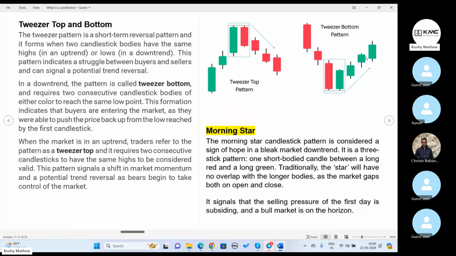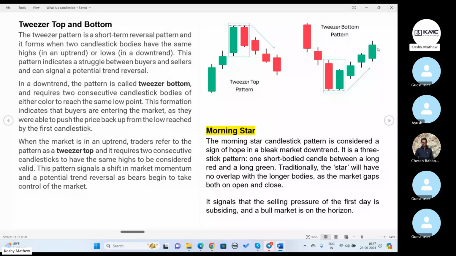Not necessarily as the diagram shows. After this tweezer top, you could see a small red candle, a little petty one, but the only criterion is that it should not cross this green candle and form another red candle below that green candle. Then that is nullified, and this tweezer top has no value. But if it goes up and you see another green candle on par with this and keeps an upward trend, fair enough, we know that it will go up.